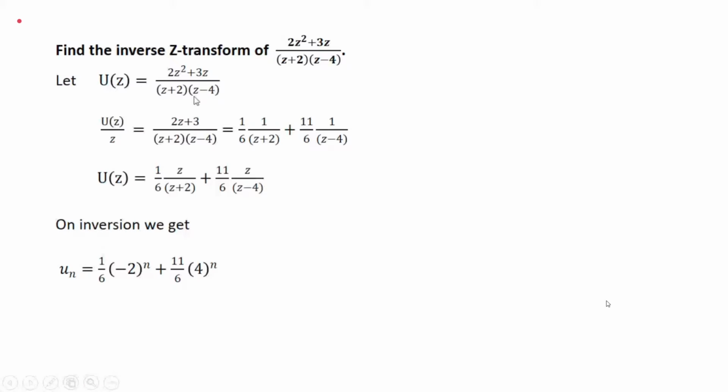I hope it is understood. Please remember to shift one z to the left. So, you try to get the partial fractions for U(z) by z, not for U(z). Once you get partial fractions for U(z) by z, then apply the standard formula. Here, U(z) is 1 by 6, I am shifting z again. z by (z minus a) means a power n. In this case, a is minus 2, and in this case, a is 4.